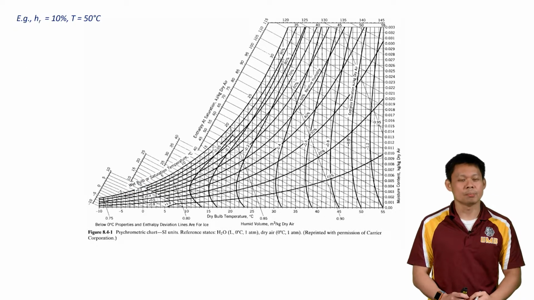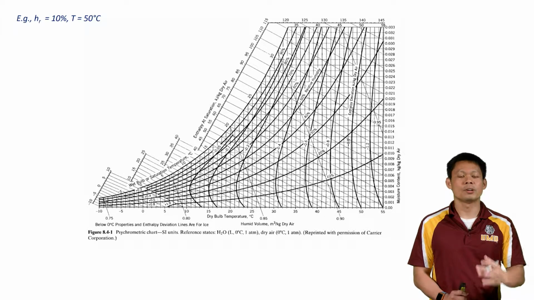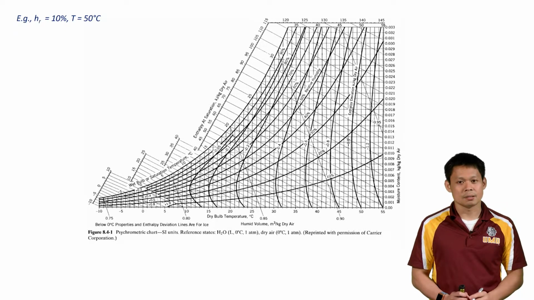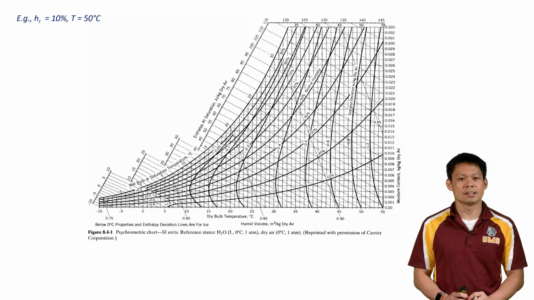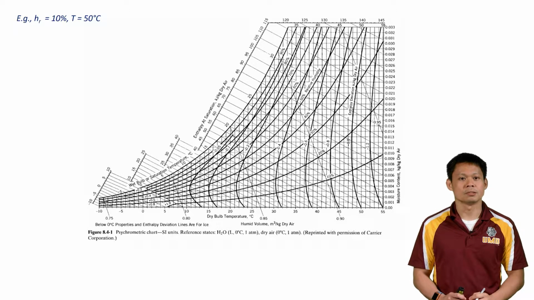Let's do a quick example. In this case, we have a relative humidity of 10% and a dry bulb temperature of 50 degrees C. What I want you to do is go ahead and pause the video, figure out where we are on this chart, and then read off the other 5 intensive variables. Once you're done with that, restart this video and check your values.